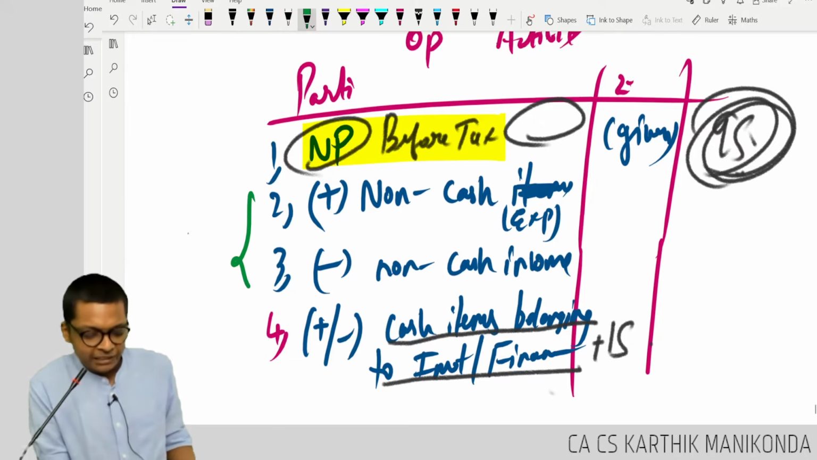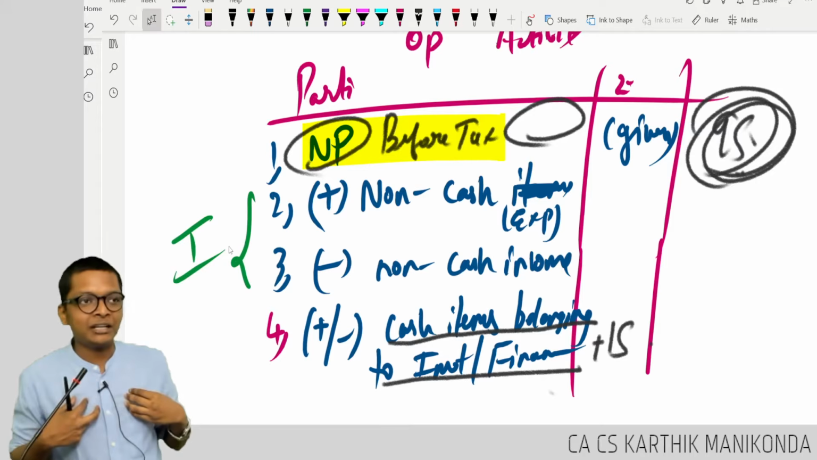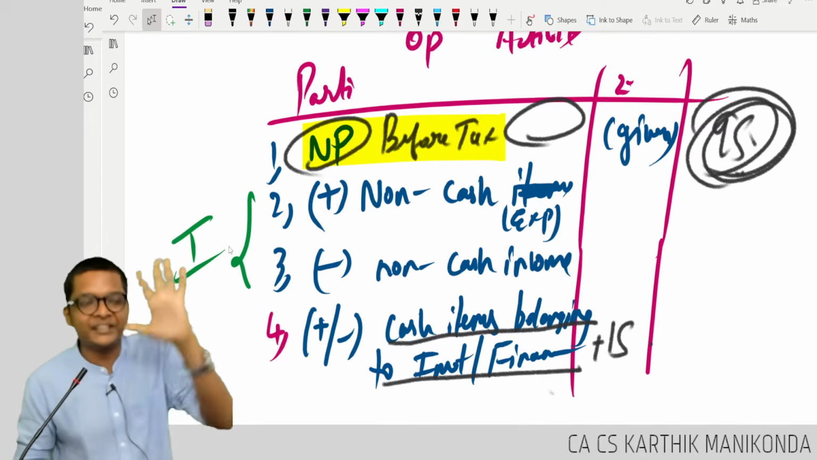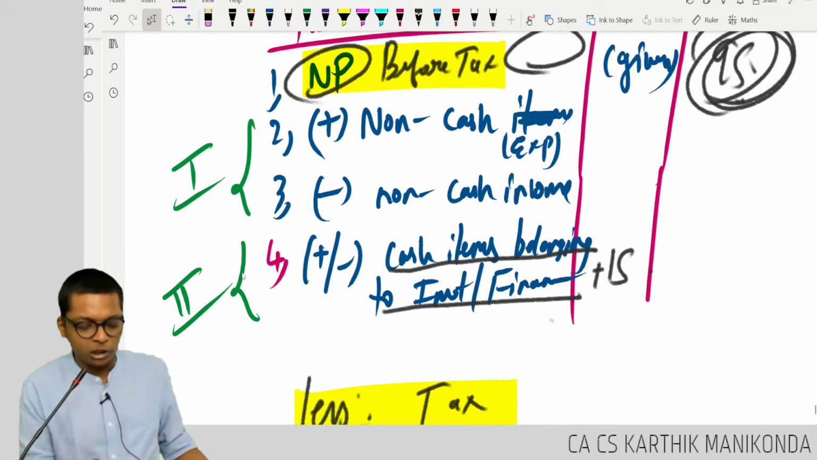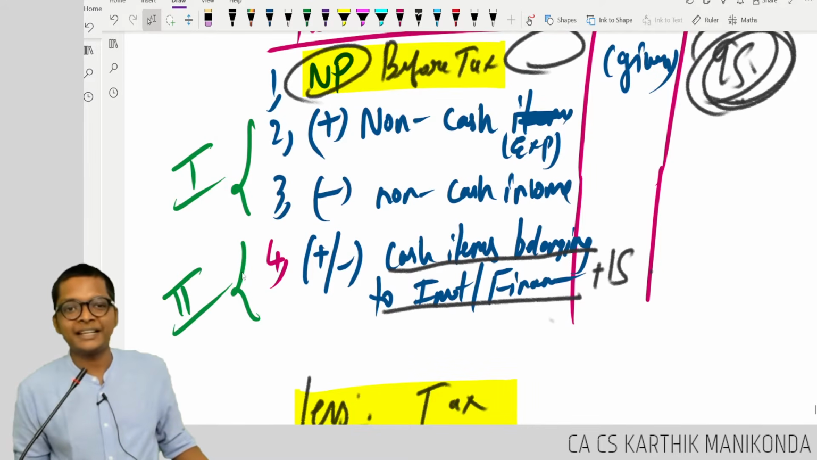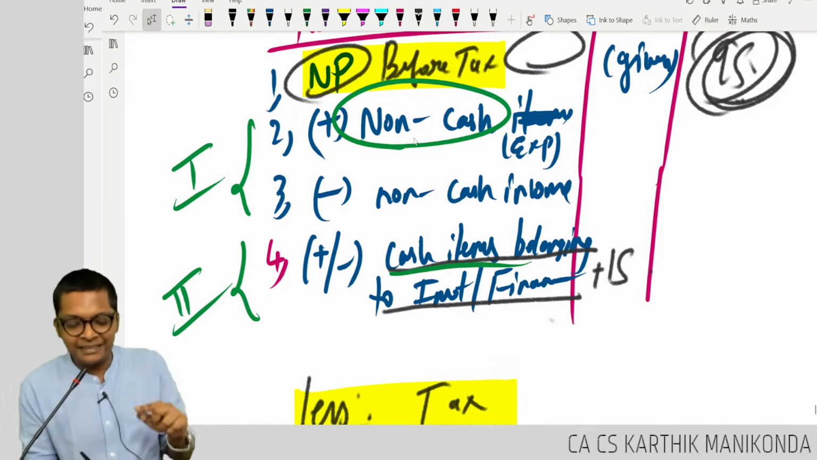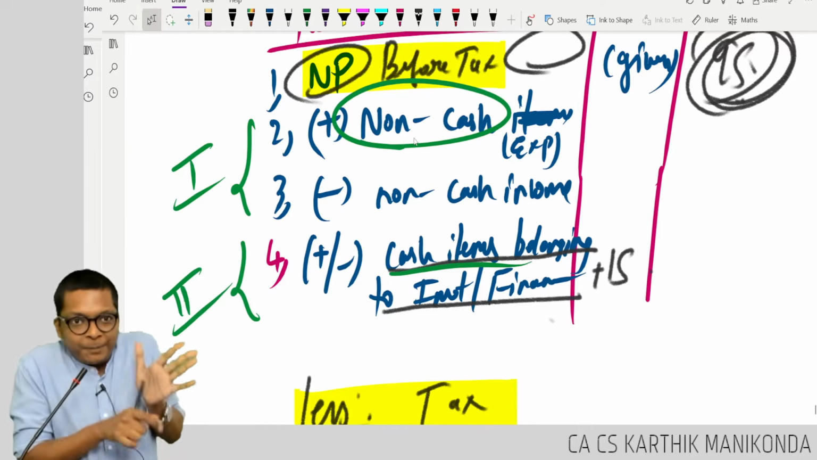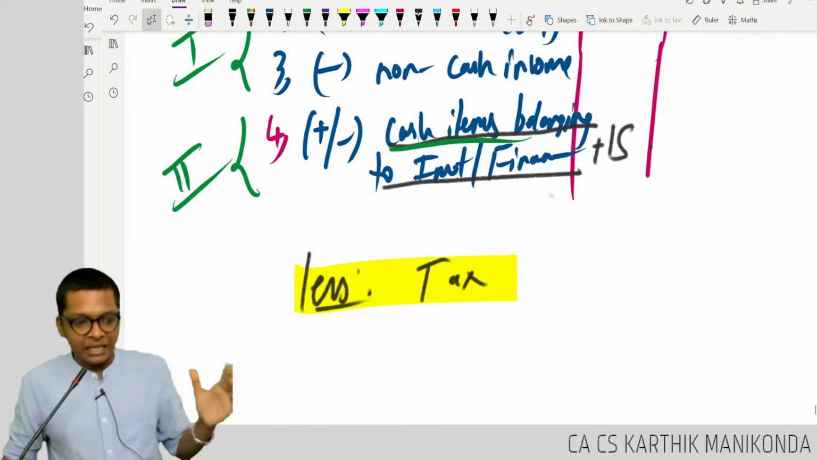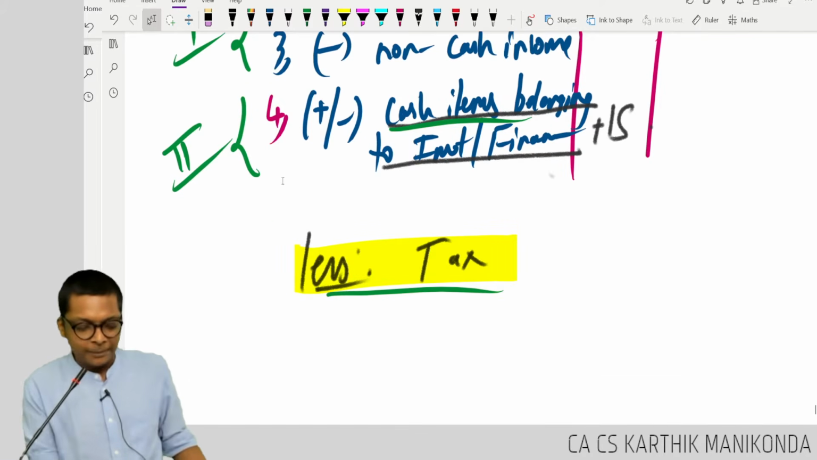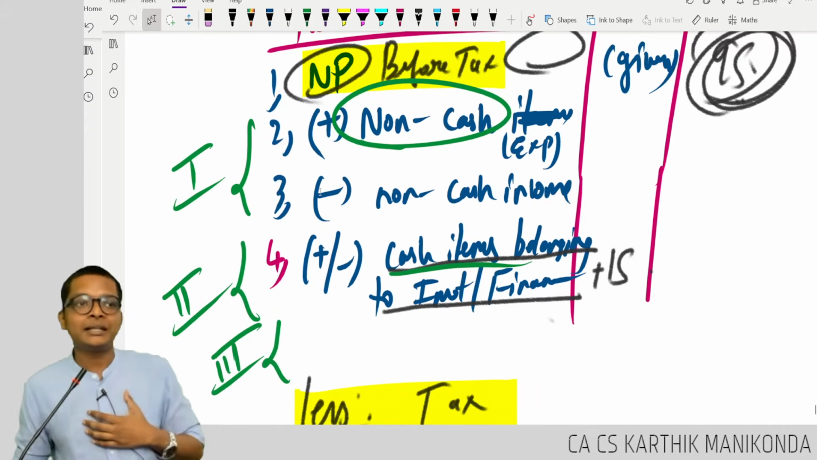The first set of adjustments, I call it non-cash adjustments. All the non-cash adjustments should be added or reduced if they are there. If not there, nothing to do. Second set of adjustments is what, guys? Cash items. First type is non-cash items. Second is cash items in the P&L belonging to investing or financing. I will adjust. Are you following, guys? At the end I will reduce tax, but we still have one more, a third type of adjustment.